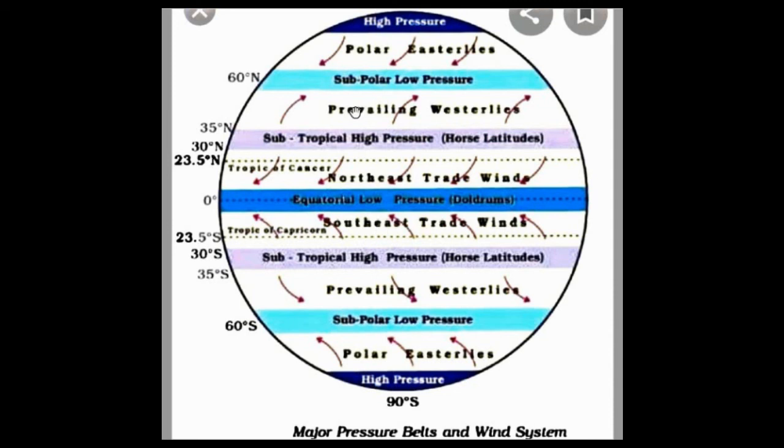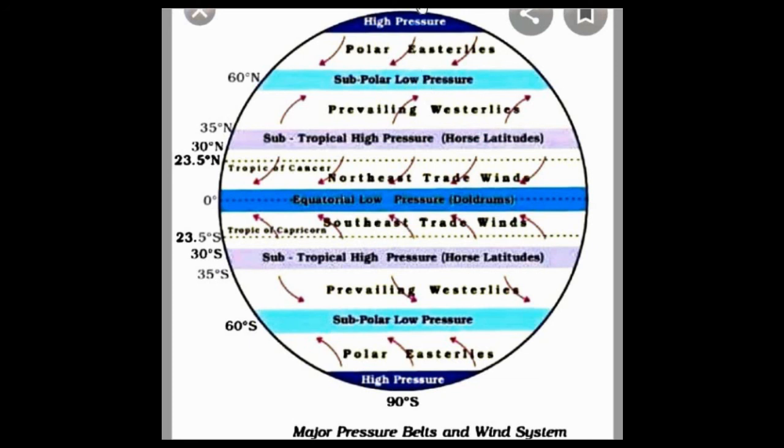So one point is that due to the rotation, due to centrifugal force, air deflects from this region. That is one reason. The second reason is that warm ocean currents from the subtropical and the tropical regions carry a lot of heat and create high temperature. As a result, low pressure conditions develop over here.